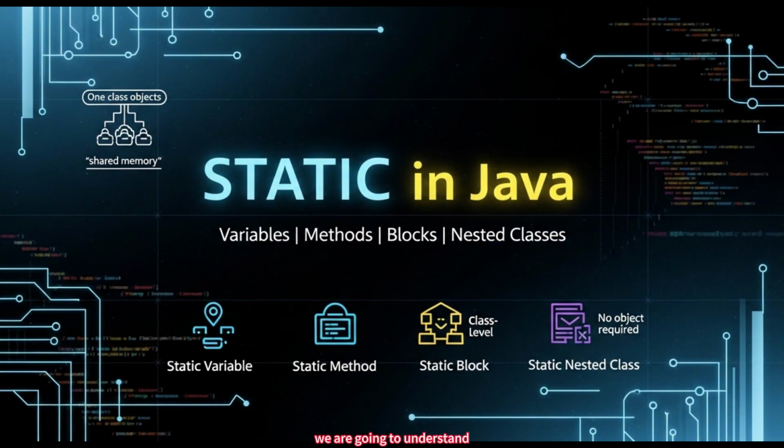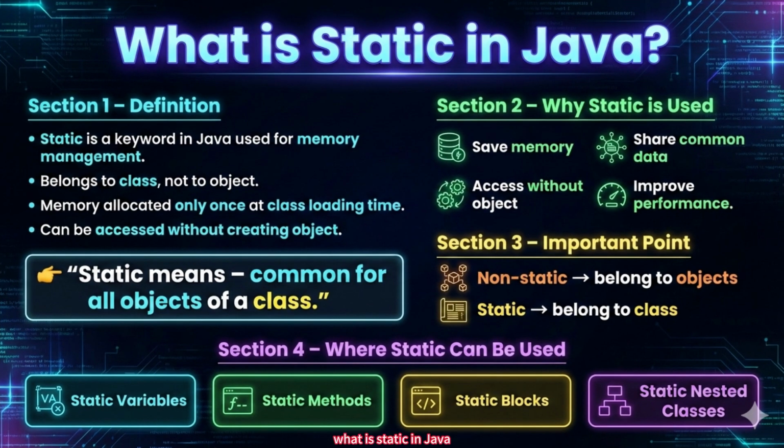In this video, we are going to understand one of the most important concepts in Java. Static in Java. What is static in Java? Static is a keyword in Java which is mainly used for memory management. Whenever a member of a class, that is, a variable or a method, is declared as static, it belongs to the class, not to the object. Memory is allocated only once at class loading time, and it can be accessed without creating an object. So, in simple words, static means common for all objects of a class.